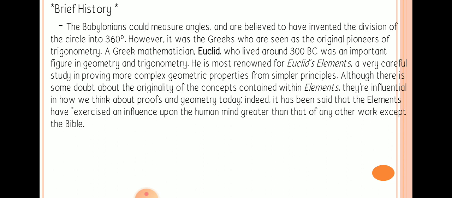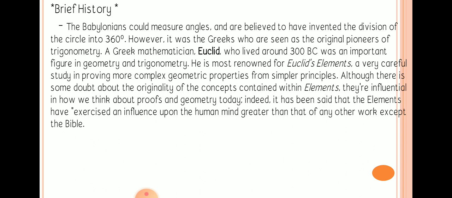A Greek mathematician, Euclid, who lived around 300 BC, was an important figure in geometry and trigonometry. He is most renowned for Euclid's Elements, a very careful study in proving more complex geometric properties from simpler principles.